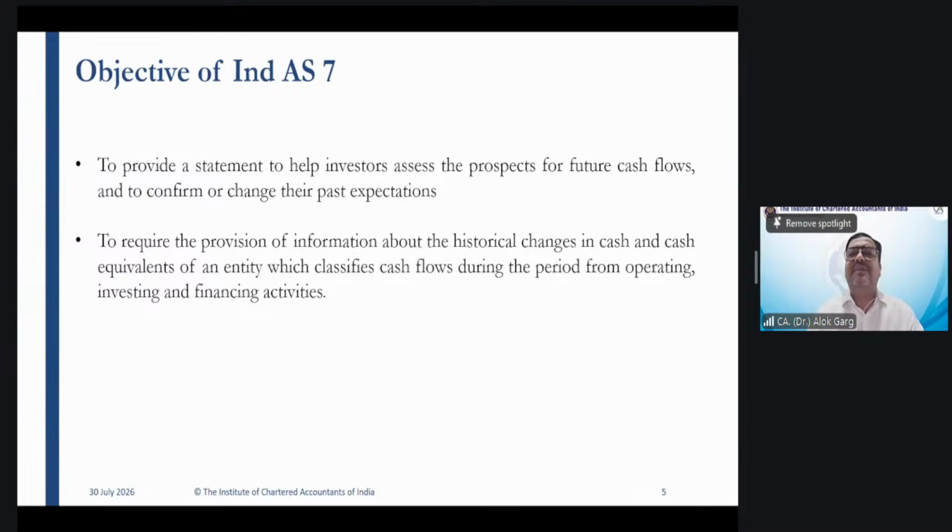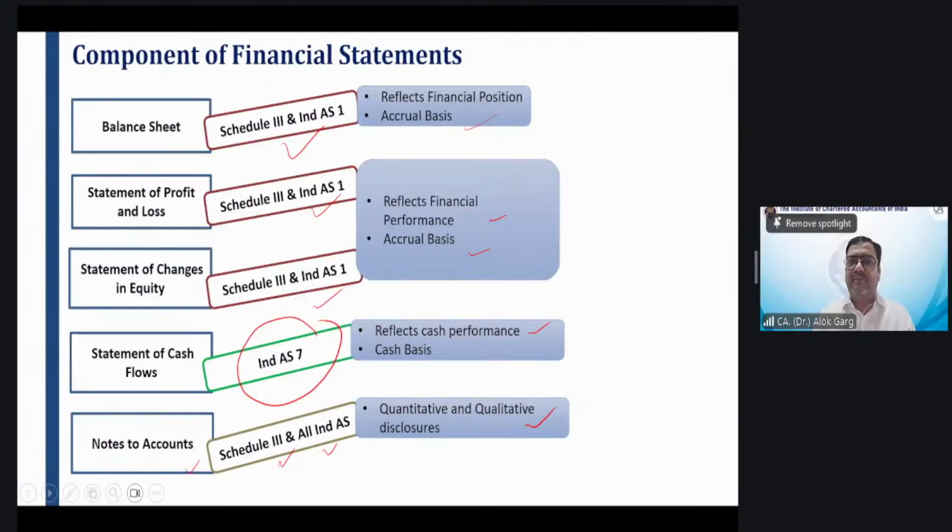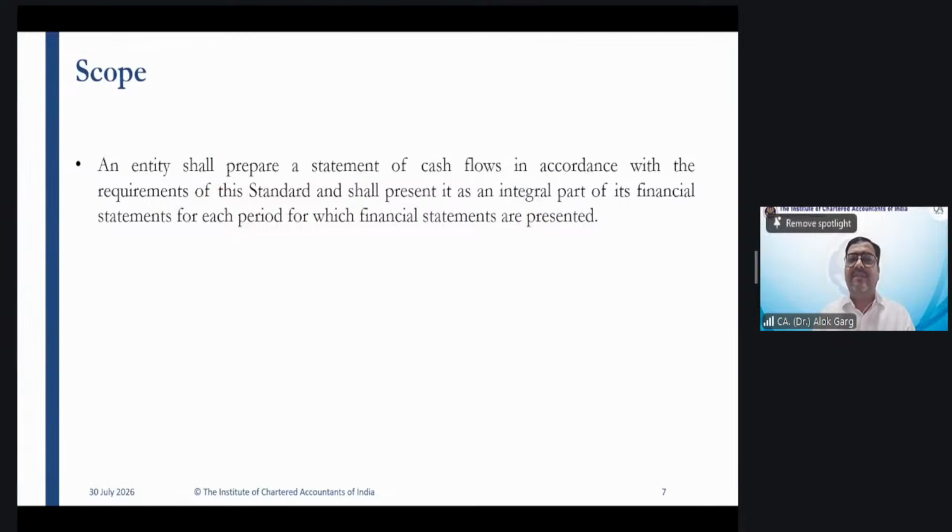So what is the objective of Ind AS 7? The objective of Ind AS 7 is to provide the guidance relating to the preparation of statement of the cash flows, so that the investors, users of the financial statement will be able to know the liquidity performance of the company. This part we discussed: component of the financial statement, scope. This standard is applicable in the preparation of the statement of cash flow in requirement with this standard, because this is an integral part of the financial statement.